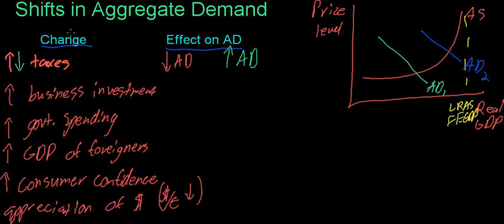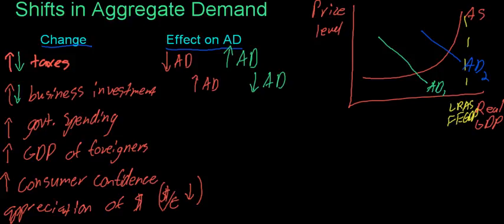Alright, so what about business investment? Well, if businesses are investing, that means that there's going to be more demand for all of the things that they are investing in. So they're investing in things like factories, which have to get built, so that will be an increase in aggregate demand. So an increase in business investment leads to an increase in aggregate demand, and then a decrease in business investment leads to a decrease in aggregate demand for the same kind of reason.